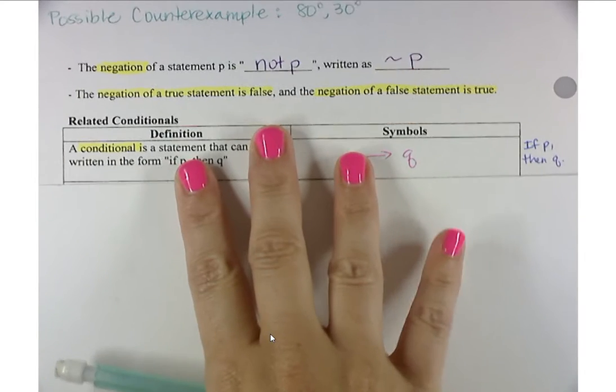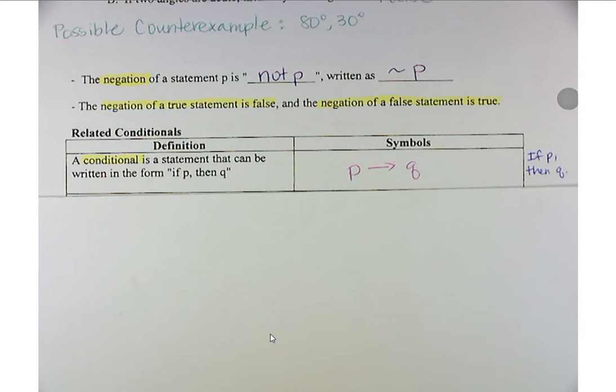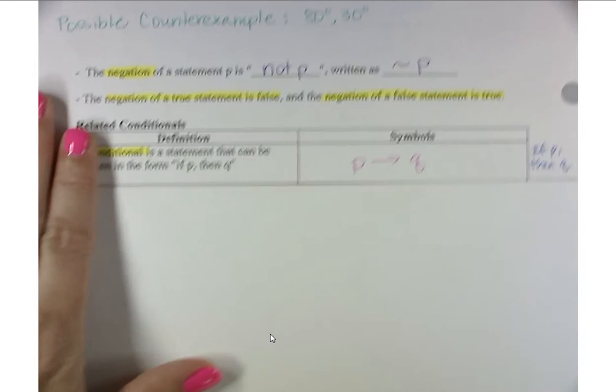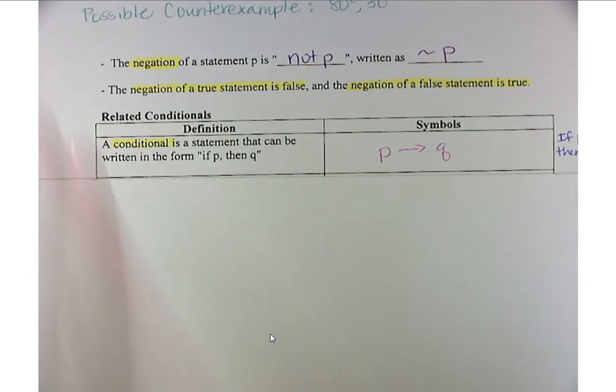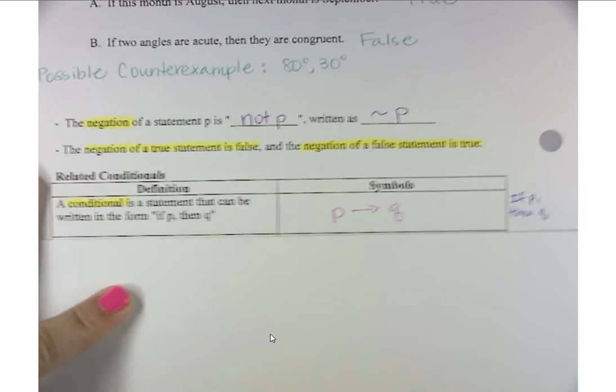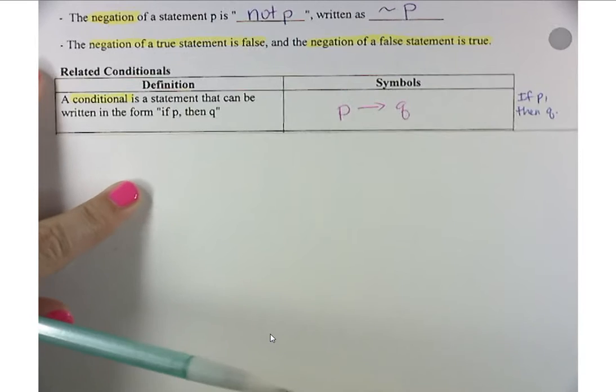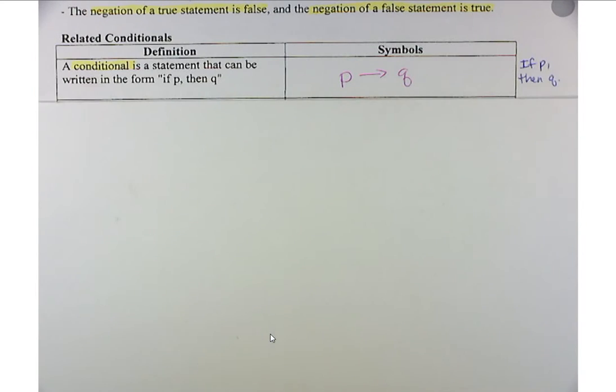The next chart that we're going to fill out is going to be very important. So far we've only been talking about the conditional statements. There are actually more than just the conditional statements, and that's what we're going to learn about next. A conditional is a statement that can be written in the form if P, then Q. Your symbol for the conditional is P and then an arrow to Q. That means if P, then Q. And I just wrote that on the side. If P, then Q.